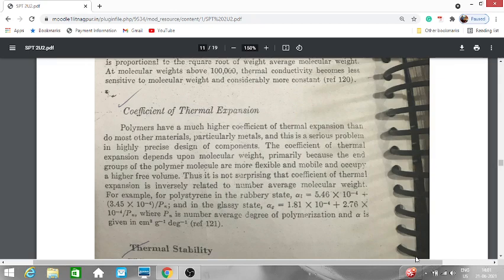For example, polystyrene in the rubbery state, alpha 1 equals 5.46 into 10 to the power minus 4 plus 3.5 into 10 to the power minus 4 upon Pn. In gaseous state, alpha G equals 1.81 into 10 to the power minus 4 plus 2.76, where Pn is the number average degree of polymerization and alpha is given in centimeter cube.